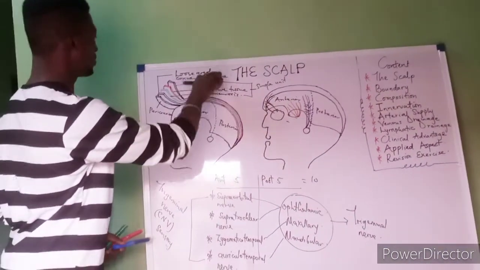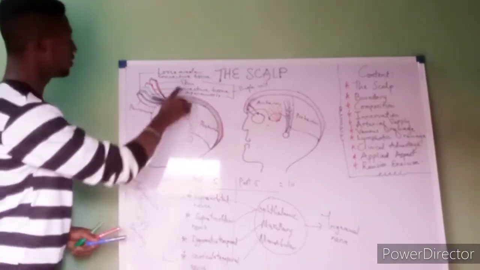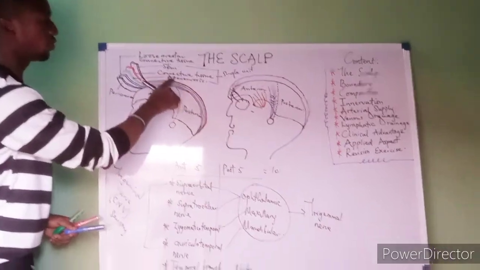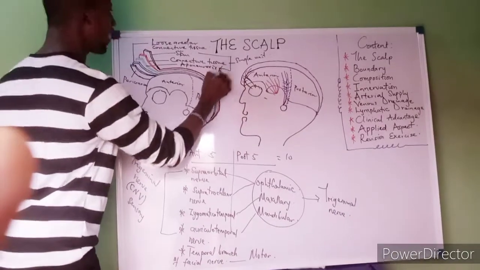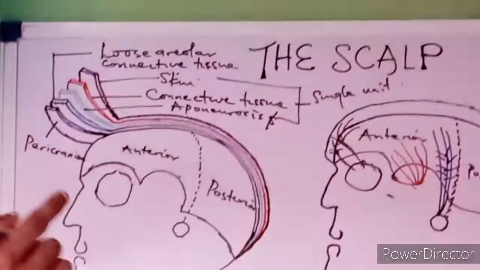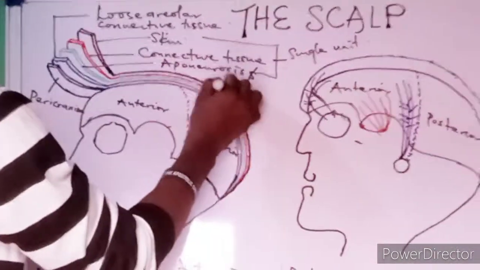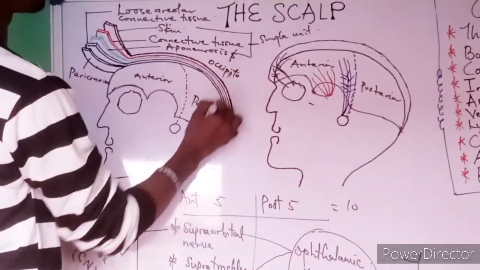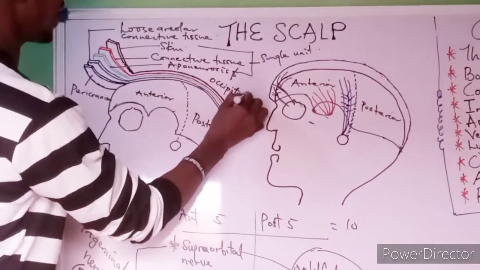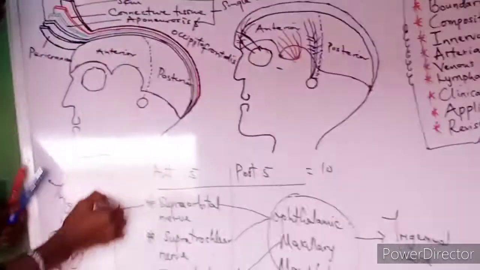Now, this region that we have, the layers of the scalp, consists of 5 regions. The skin, the connective tissue, the aponeurosis. The region of aponeurosis will also have a muscle. Don't forget I said aponeurosis is an extension of muscle. The muscle here is called the occipitofrontal muscle, or occipitofrontalis.